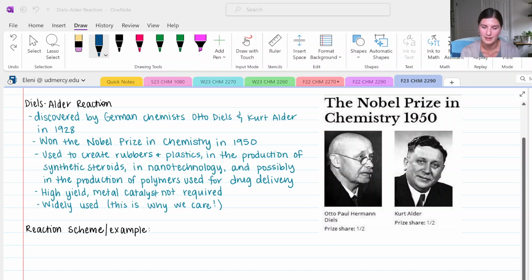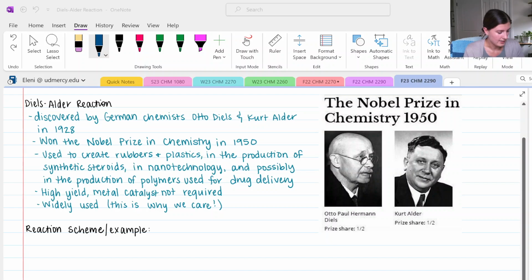So for a lot of the reactions that are put into the reaction, you get out a high yield of the desired product, and a metal catalyst is not required. For a lot of carbon-to-carbon bond creating reactions, a metal catalyst is required, and we'll certainly talk about those types of reactions this semester. But the Diels Alder reaction is special in that it doesn't require a metal catalyst, so it's a simpler reaction to carry through.